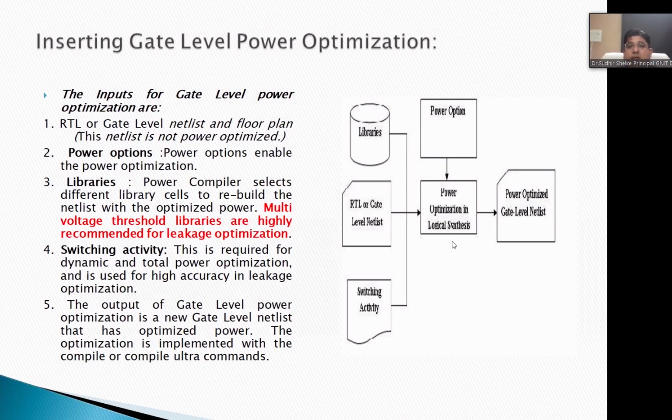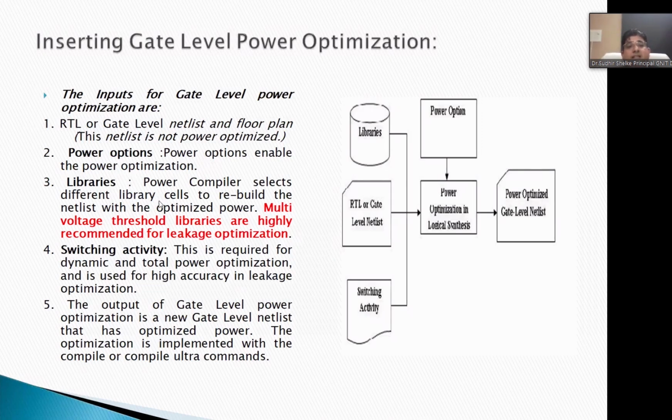So this is another flow at RC level. The inputs of the gate level power optimization are, very first, the RTL or gate level netlist and the power plan. So this is the RTL or gate level netlist, as I have said previously, that is to be given to optimization, logical synthesis. Another input to this power optimization logical synthesis is the power option. The power option enables the power optimization, so start with the power optimization. Then libraries having different varieties.